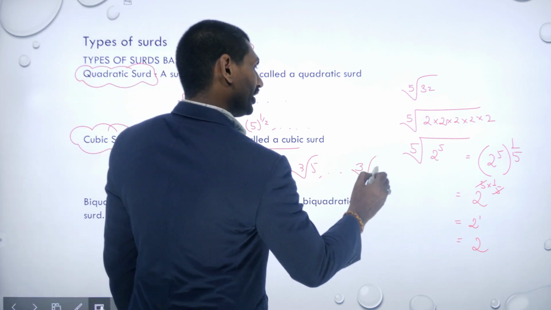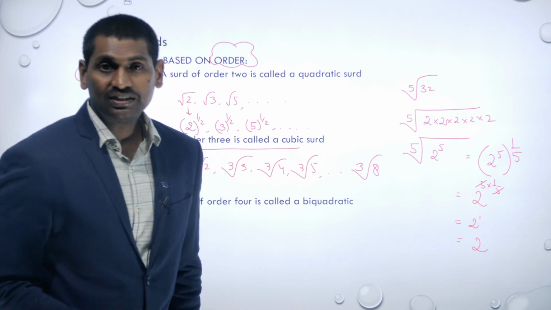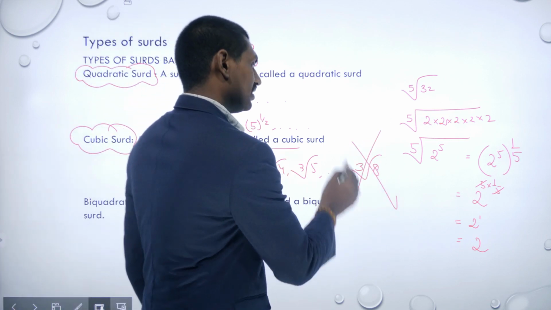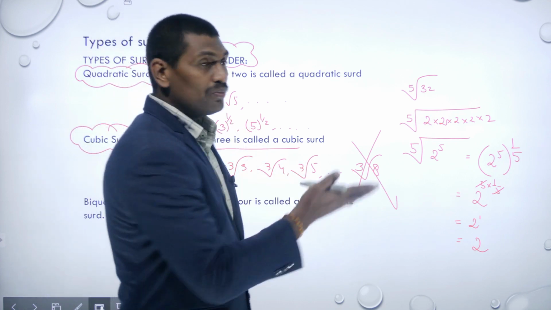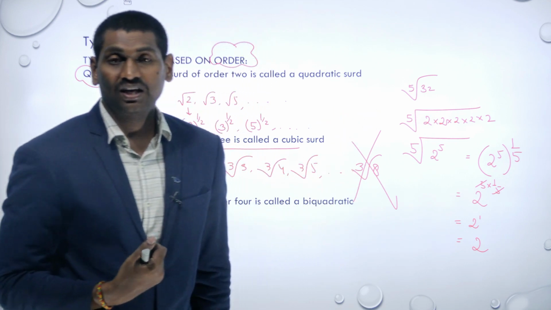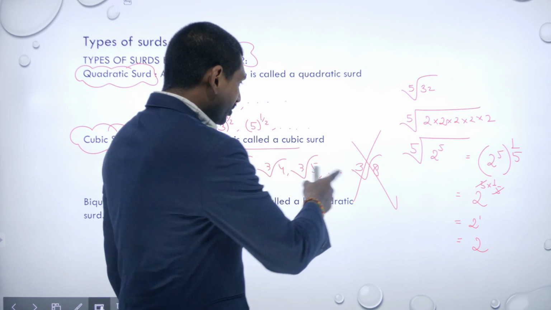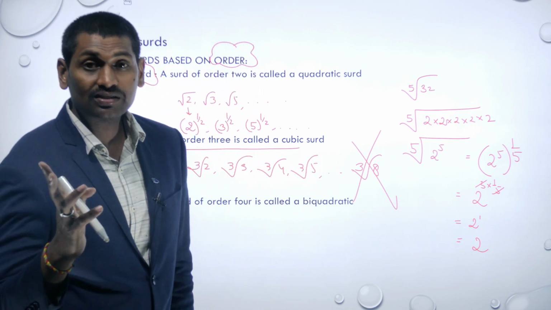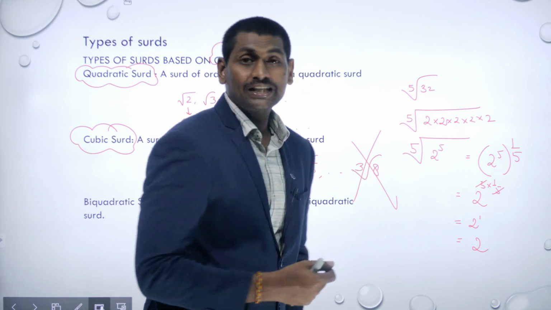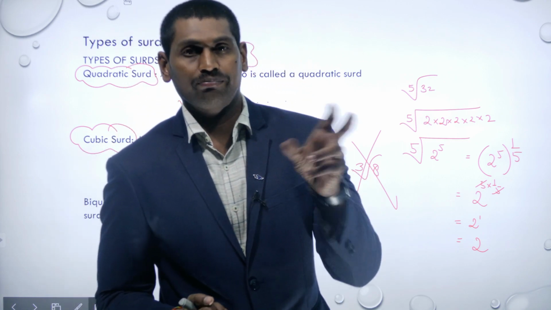What about the cube root of 8? Is it a surd? It's not a surd because 8 can be expressed as 2 cube, and the cube and whole to the power of 1 by 3 can be cancelled. Answer is 2. So cube root 8 cannot be a surd because the radicand we can express as a cube number.